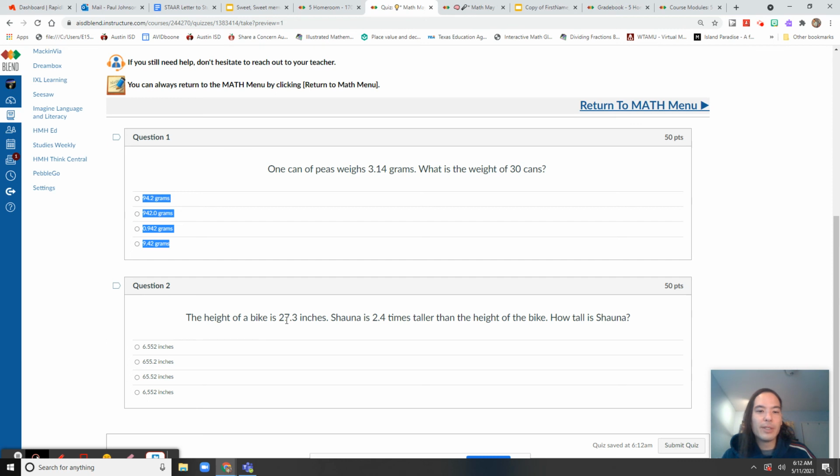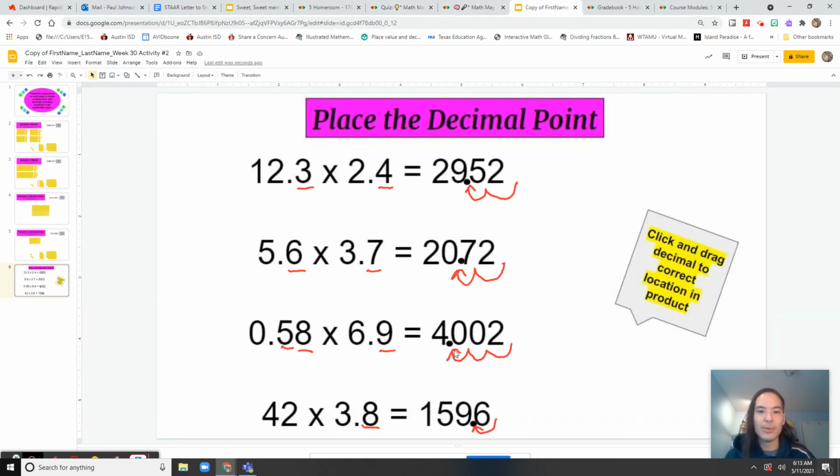The height of a bike is 27 3/10 inches. Shauna is 2 4/10 times taller than the height of the bike. How tall is Shauna? Once again, this is a multiplication problem. 27 3/10 times 2 4/10. Think about which one of the answers is reasonable, and then check your work using the algorithm. All right, so that's a preview of your quiz. You're just multiplying those two numbers. Remember, when you're doing at least a 2 by 2 multiplication, second line, put a 0 in the ones place. And don't forget, count your decimal places at the end, and make sure that however many decimal places are in your problem, there's that many decimal places in your solution.